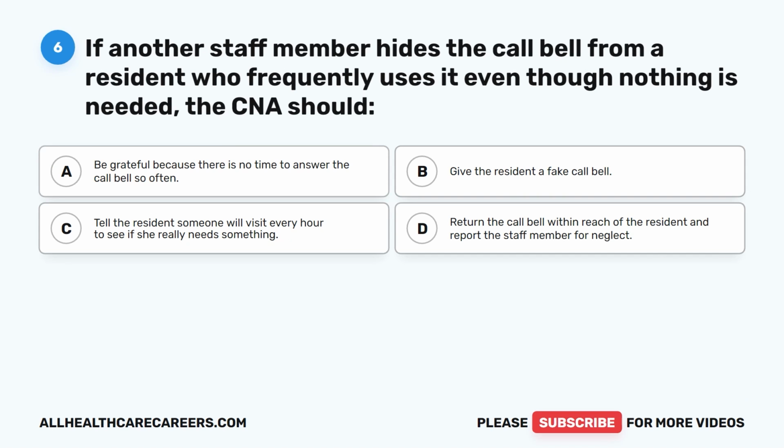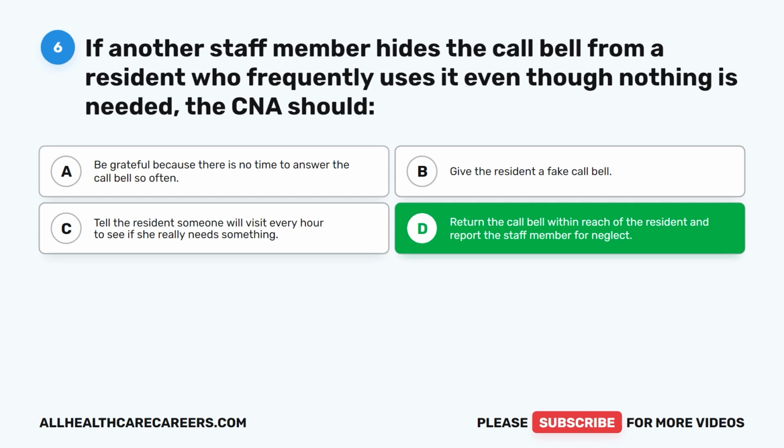Question 6. If another staff member hides the call bell from a resident who frequently uses it even though nothing is needed, the CNA should A. Be grateful because there is no time to answer the call bell so often. B. Give the resident a fake call bell. C. Tell the resident someone will visit every hour to see if she really needs something. D. Return the call bell within reach of the resident and report the staff member for neglect. The correct answer is D.